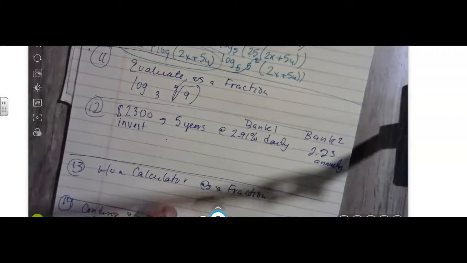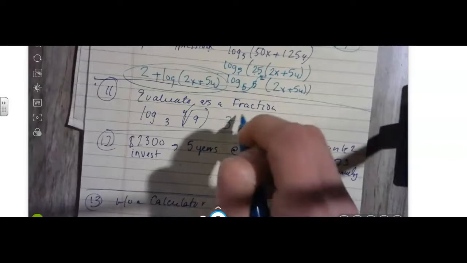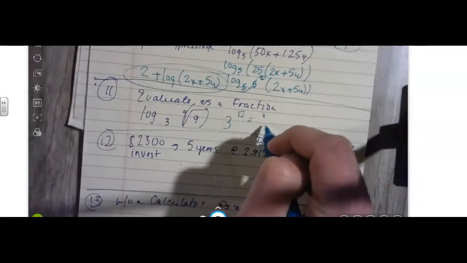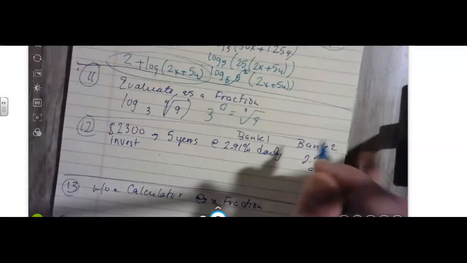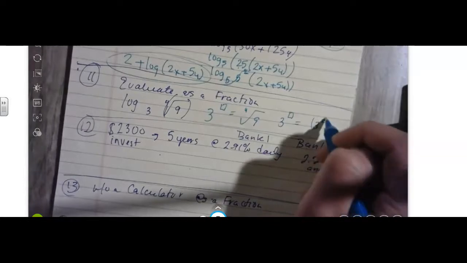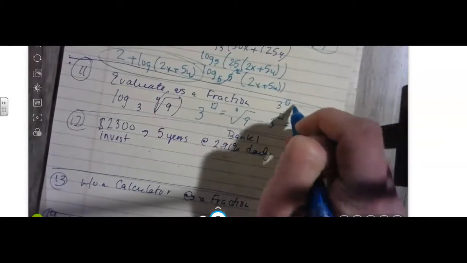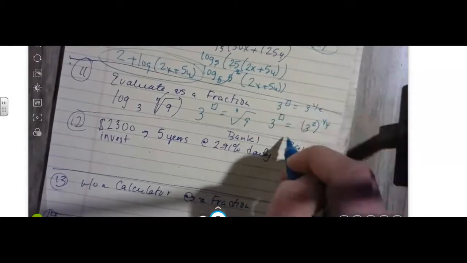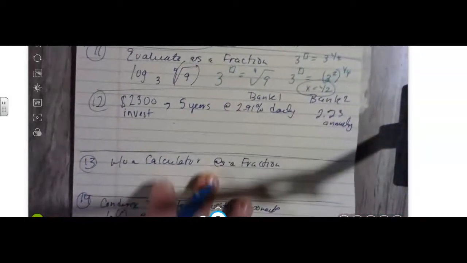Now number 11. And number 11, you want to write this as follows. So you want to write this using a base. You can say 3 to the what power is equal to the 4th root of 9. So therefore, you want the same base, you can say 3 to what power is equal to 3 squared to the 1/4, right? Because you want to write this with the same base. So it's 3 to what power is equal to 3 to the 1/2. So therefore, x is equal to 1/2. Again, getting the same base is key there.